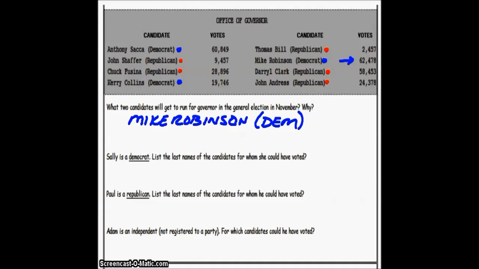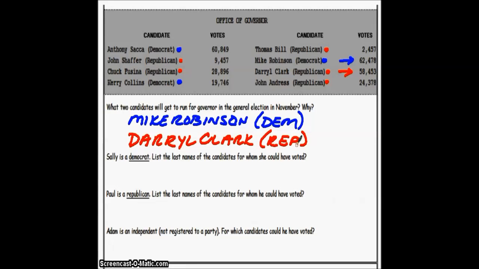We have John Schaefer, got under 10,000 votes. Chuck Fusina had a little bit under 29,000. Tom Bill had less than 3,000. Darrell Clark had the most with 58,000. You can see Johnny Andrus had 24,000 and change. And so Darrell Clark had the most votes out of the Republicans. And so he will be the Republican nominee in the general election.